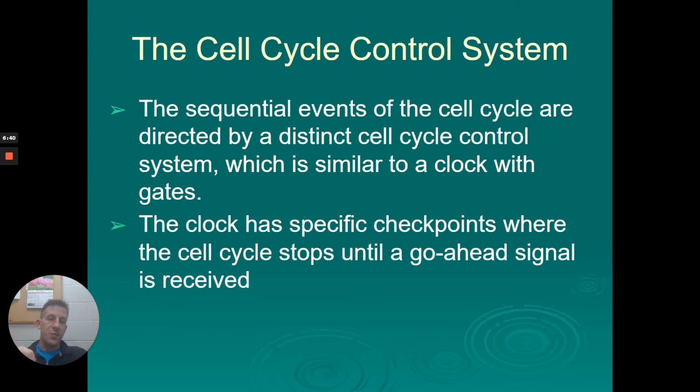So this clock has specific checkpoints where the cell cycle kind of stops, gathers itself, says, okay, is everything good to go? We've got the proper amount of stuff. Are we big enough? Have we replicated our DNA? And if there's a go-ahead signal, then it will continue its process.